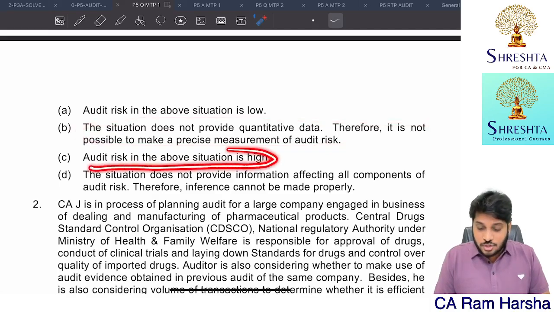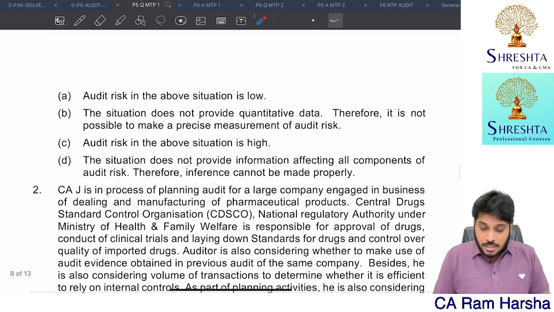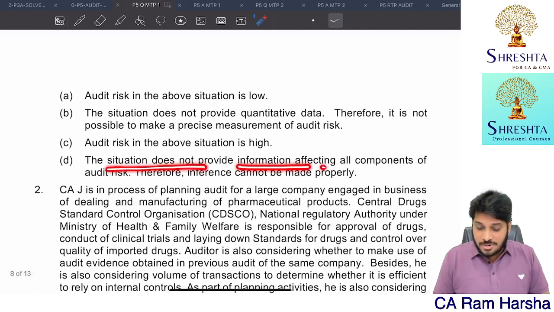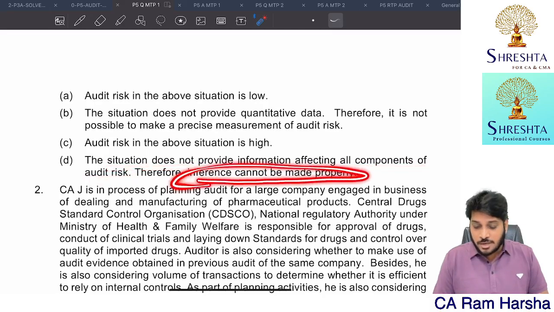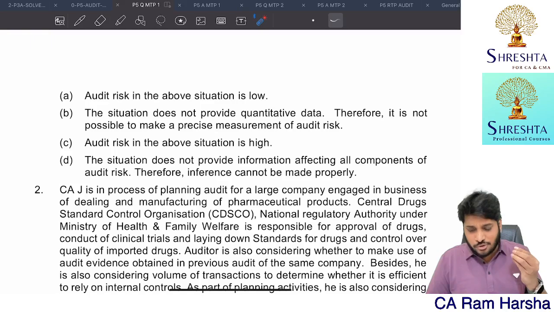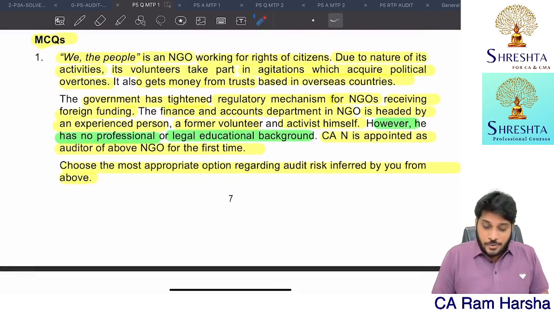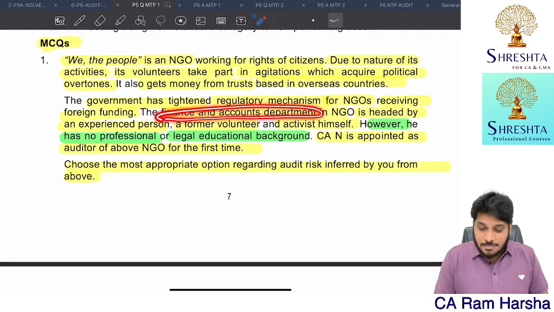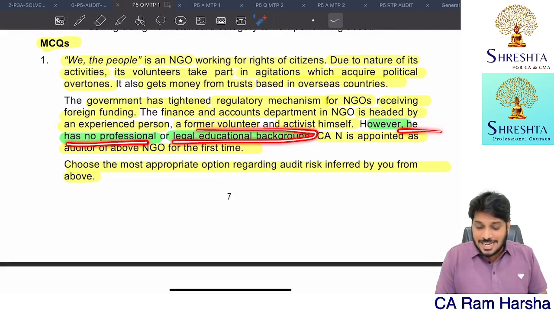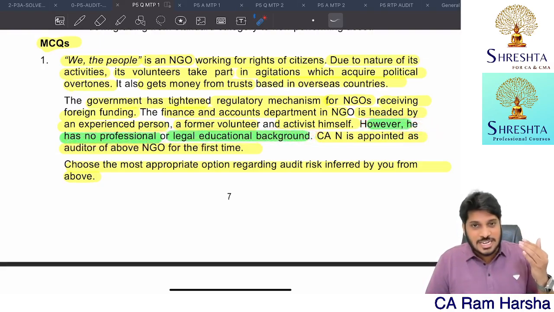Audit risk in the above situation is high. The situation does not provide information affecting all components of audit risk. Therefore, inference cannot be made. So from the situation, since the information is not full, we cannot make any audit risk analysis. That's what they're saying. But they have given a clue. The finance and accounts department is headed by an experienced person who does not have any professional or legal education background. Finance things and all, how can you do without an educational or legal professional background?